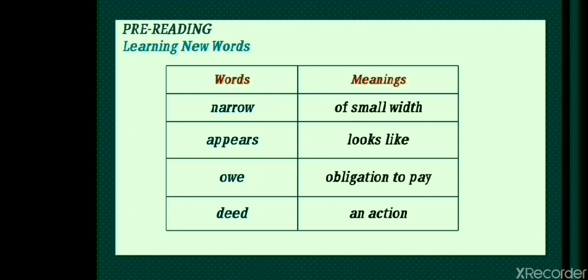Before starting the play, we are going to have a pre-reading activity. In this activity, we are going to learn some new words. The first word is narrow. Narrow means something of small width. The word number 2, appears. It means looks like. Third word, owe. It means obligation to pay. The last word is deed, which means an action. Let's revise all the 4 words: narrow, appears, owe, deed.